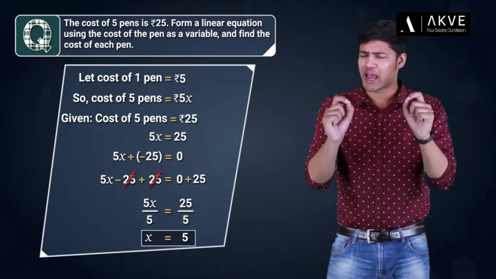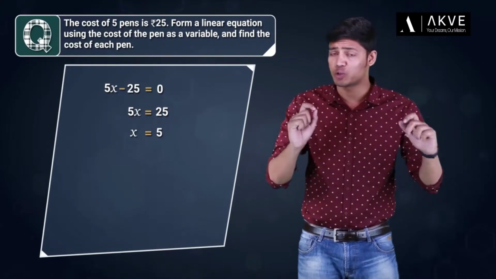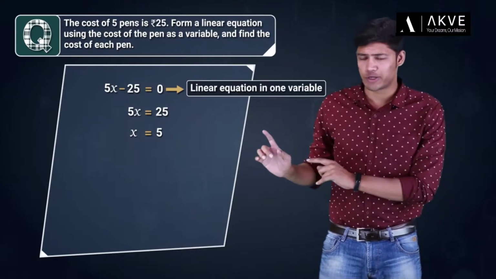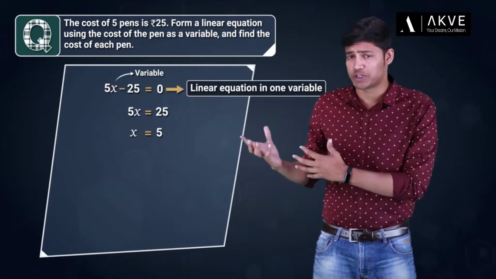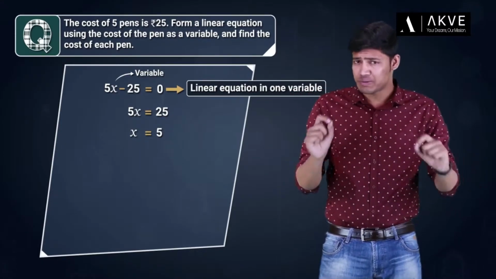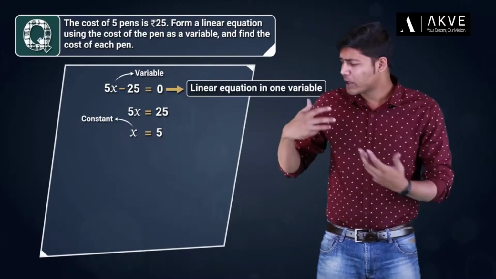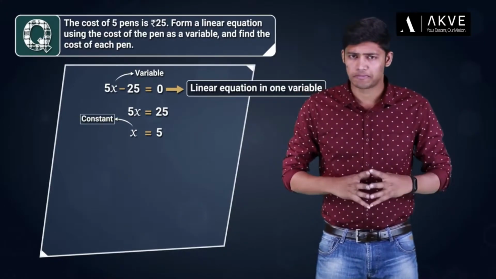Here we must be having a question. We said that 5x minus 25 equal to 0 is a linear equation in one variable. So in this equation the variable is x. Now when we solved this equation, we got x equal to 5 as the solution, which implies that x is a constant. Now how can we understand this? Is x a variable or a constant?